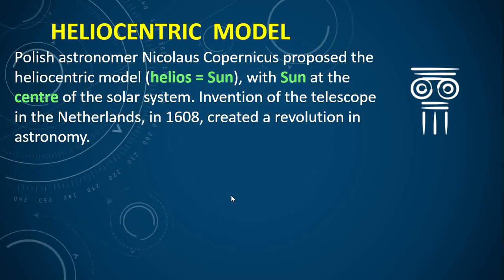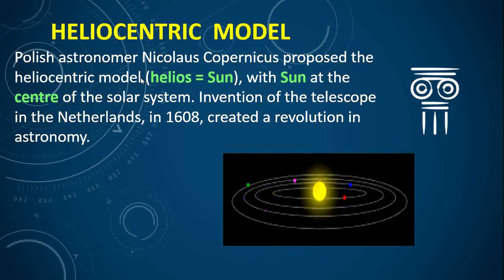Heliocentric model. What is heliocentric model? Polish astronomer Nicholas Copernicus proposed the heliocentric model. Helio, what is the meaning for helio? Sun, with the sun at the center of the solar system. Invention of the telescope in the Netherlands in 1608 created a revolution in astronomy.